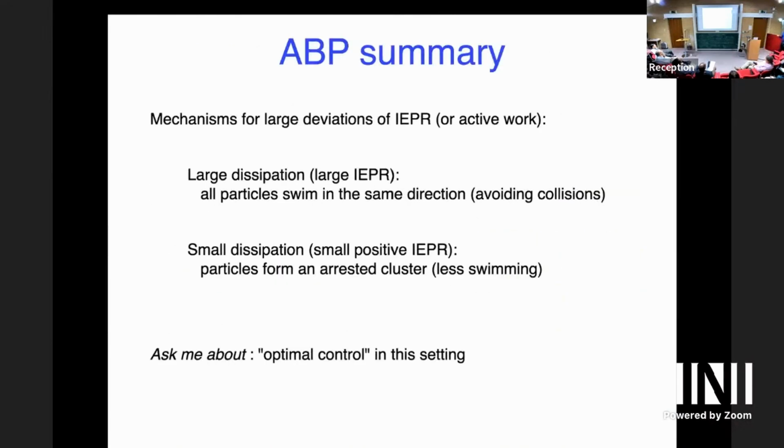So, the ABP summary. We've understood the mechanisms for large deviations of entropy production rates in these ABPs. For large dissipation, they all go in the same direction. For small dissipation, they form a dynamically arrested cluster. I already said something about this, so you can think about this for control. We have slightly better arguments than the ones I just gave you for why this is optimal.